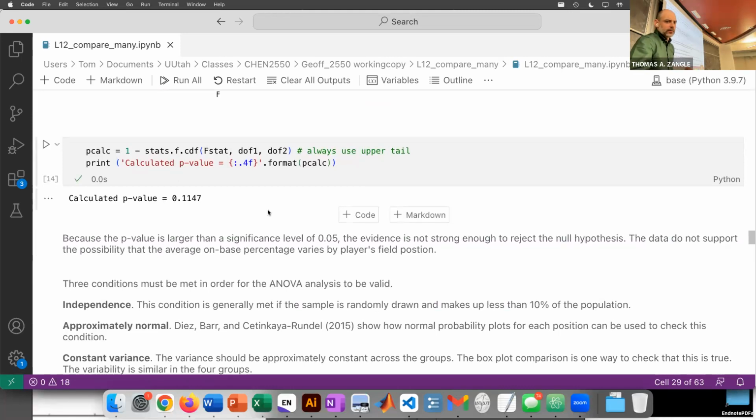So again, now based on that p-value, which was larger than a significance level of 0.05, let's say we stated ahead of time, we want to determine, is there a difference between the mean on-base percentage for these different player groups to a significance level of 0.05? We'd say no, that's not true. Our p-value is 0.115. Therefore, the evidence is not strong enough to reject the null hypothesis. The data do not support the possibility that the average on-base percentage varies by player's field position. So even though the box plot looked like maybe DH had a higher on-base percentage, based on this data set, we cannot support the conclusion that any of the means are different from one another.